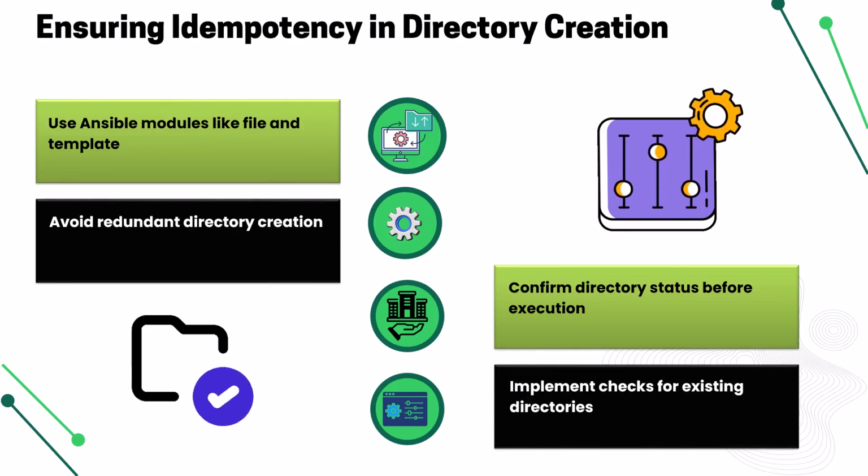Idempotency, it's a fancy word, but it just means running the same thing multiple times without breaking it. Use Ansible's file module to avoid redundant directory creation. Before making changes, confirm if the directory already exists. No need to reinvent the wheel. And a final safeguard: always check before executing, because troubleshooting unnecessary duplicates is no fun.